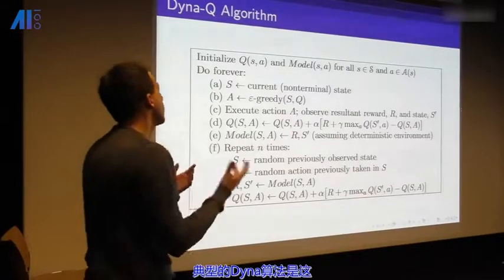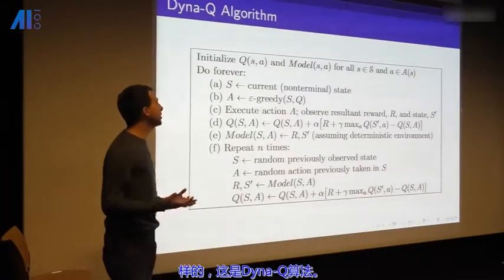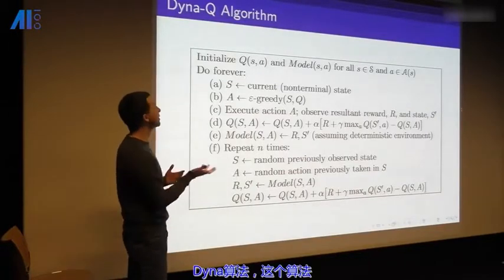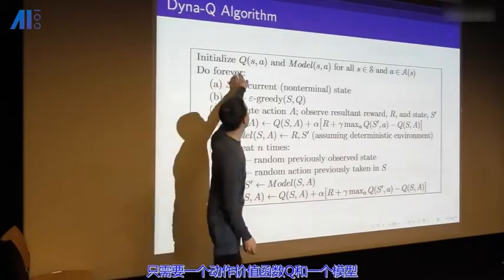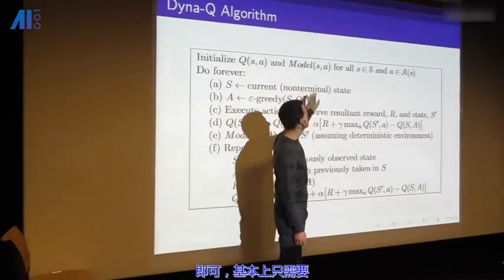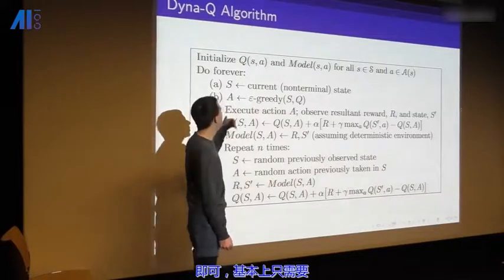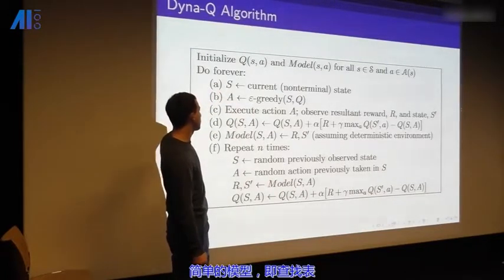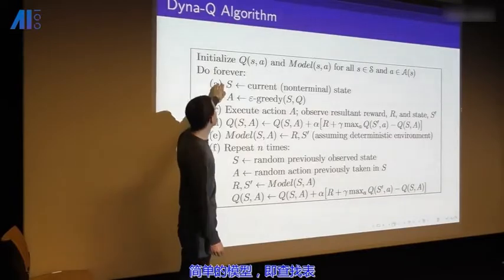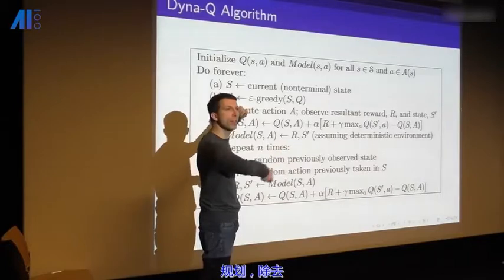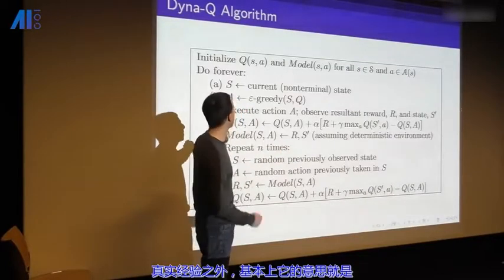So the canonical Dyna algorithm looks something like this. This is the Dyna-Q algorithm. It's the simplest version of Dyna. And all it says is, let's just start off with some action value function Q and some model. And all we're going to do is use this very simple kind of model we've looked at, a table lookup model. And we're going to plan with our table lookup model in addition to the real experience.